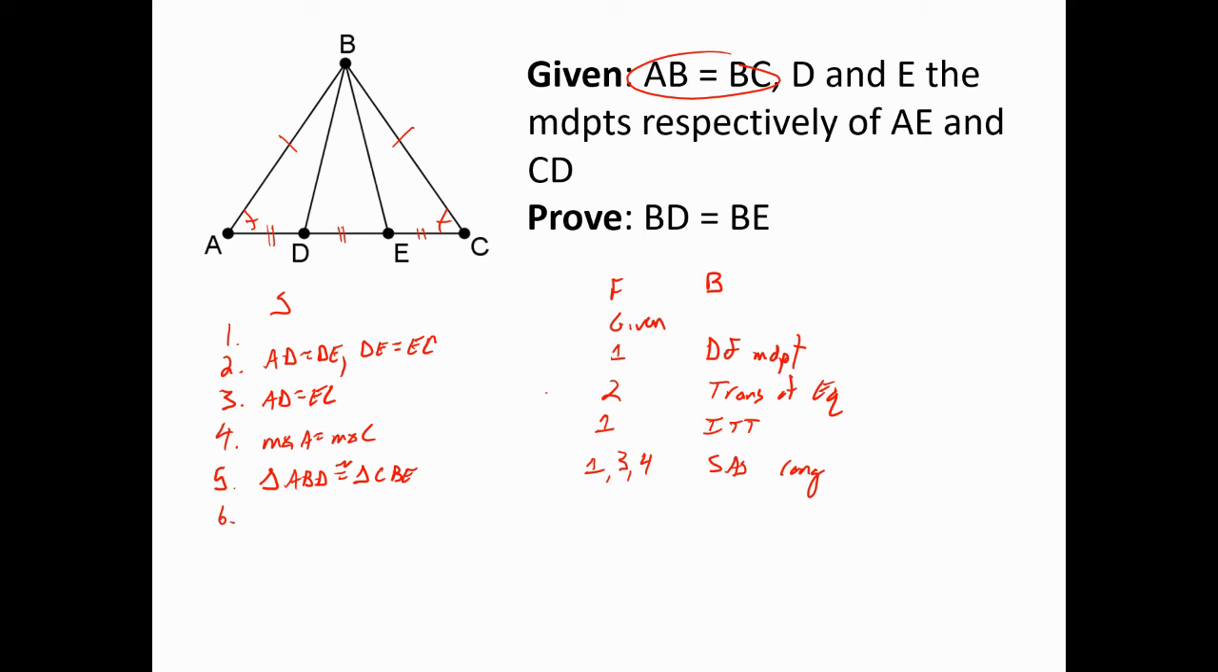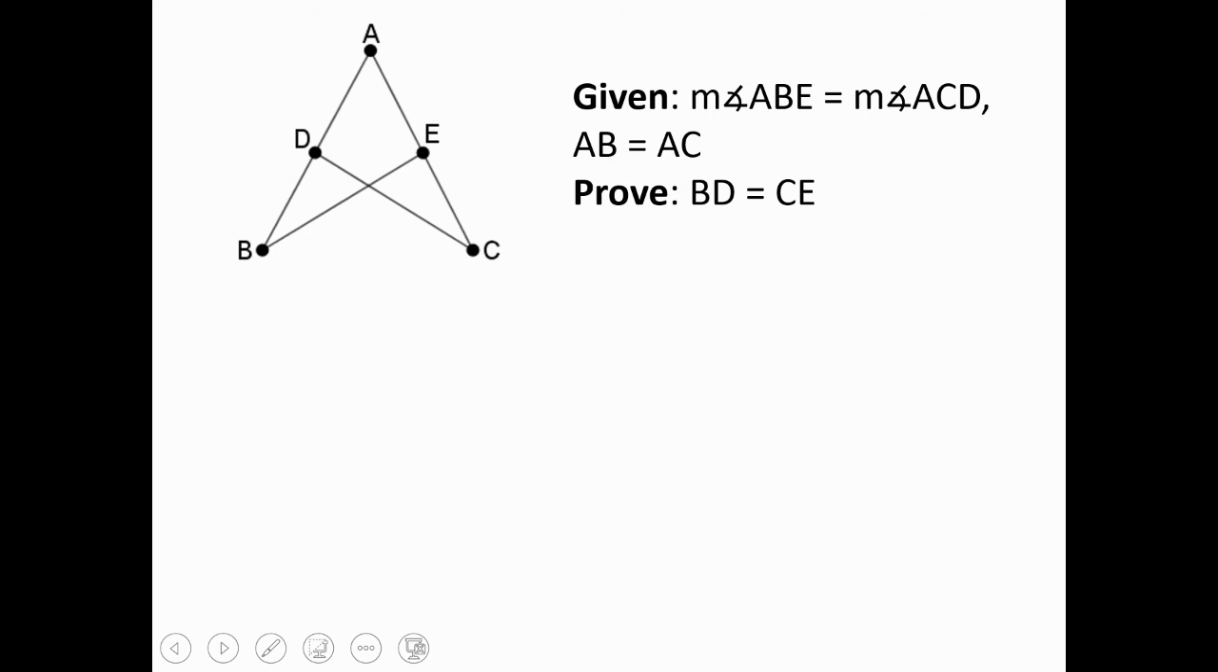And then once we have that ABD is congruent to CBE, then we can conclude by CPCTE that BD is equal to BE. Okay, so that comes to us from 5 by CPCTE. And with that, the proof is complete. So there we go. That's our first proof. All right, on to the second.